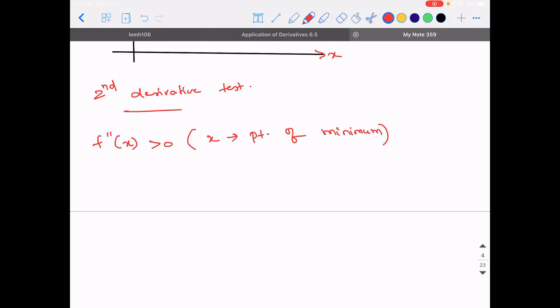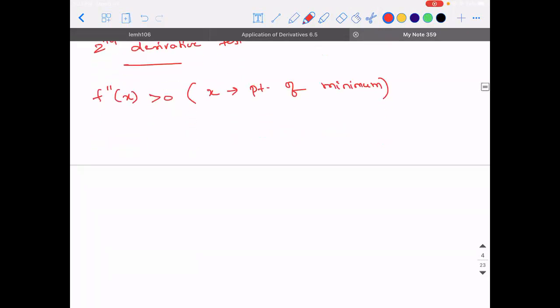The proof for this comes from the first principle of derivative, which is not needed for us. You can accept it. So if the second derivative test says that f double dash of x at the value of x is greater than 0, then it is a point of minimum. Similarly, if f double dash of x is less than 0, then x is the point of maximum.